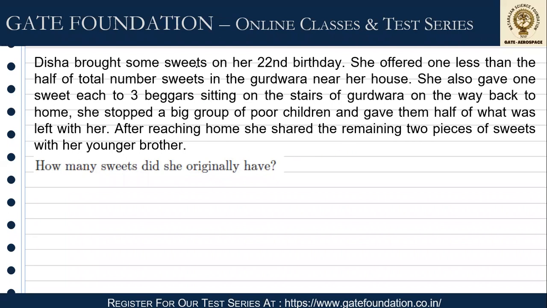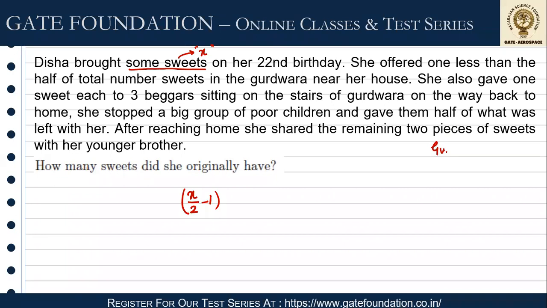So Disha bought some sweets on her 22nd birthday. She offered one less than the half of the total number of sweets in Gurudwara near her house. Since it is going to be about some sweets, let's assume that these sweets be X. It is the sweets she has bought, that is equal to X. Now she offered one less than half the total number of sweets in Gurudwara near the house. So one less than half. So half is X by 2 and minus 1. This has been given to Gurudwara.